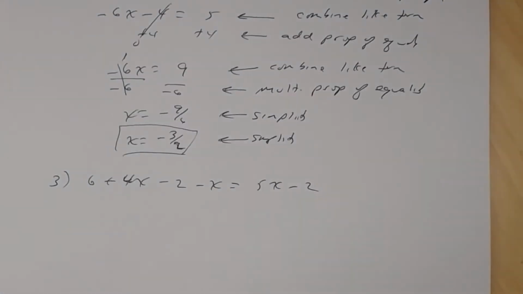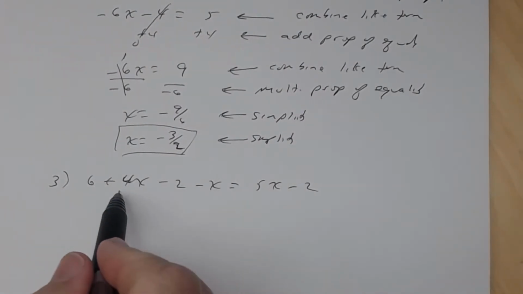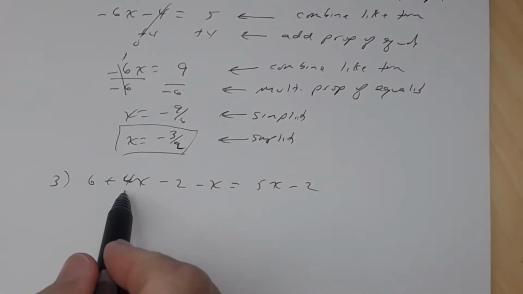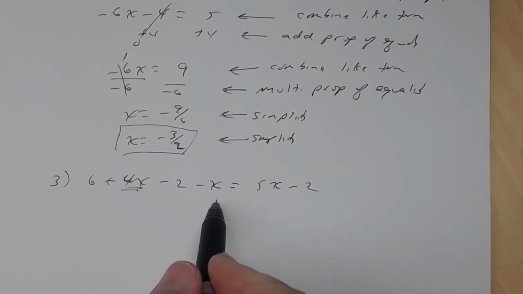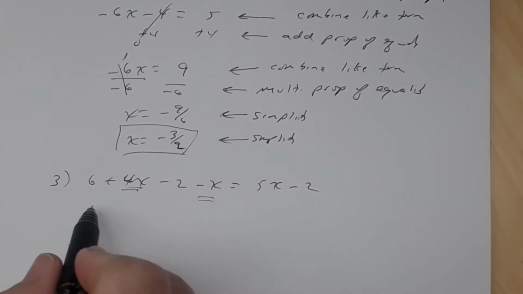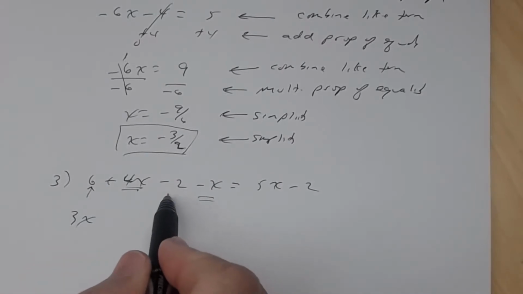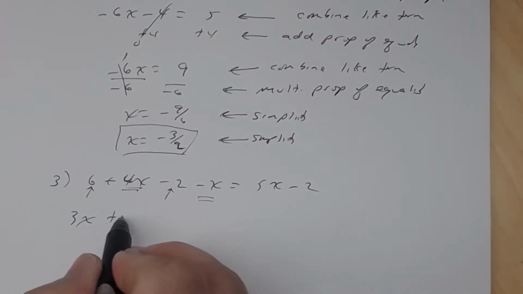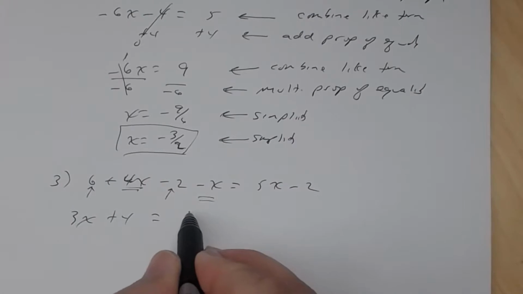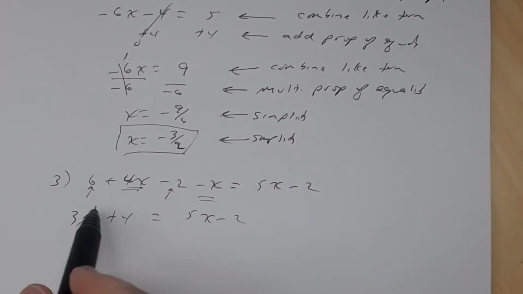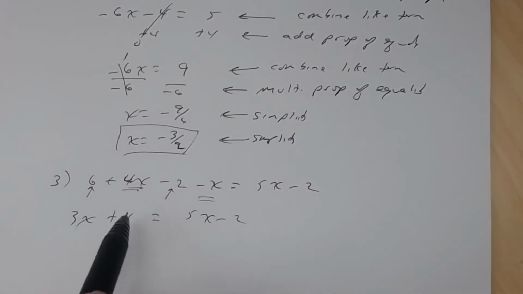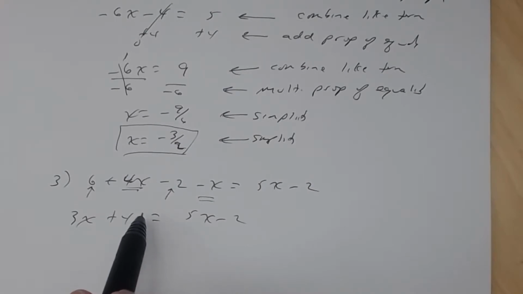So on the left-hand side, if you look at this, and let's deal with the variables first, 4x minus x is 3x. And then my constants, a positive 6 and a negative 2 is a positive 4. And that's going to equal 5x minus 2. So this left side was the only side I can combine like terms with.